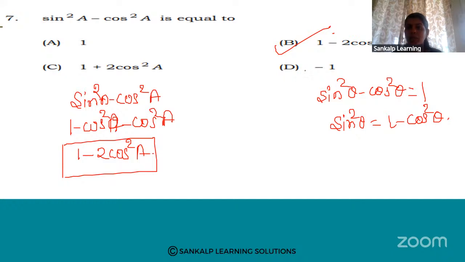Sine square theta plus cos square theta is equal to 1, right? If you transfer cos square theta to this side, then it is 1 minus cos square theta. So substitute sin square theta is equal to 1 minus cos square theta. Then you will have 1 minus 2 cos square A, right?